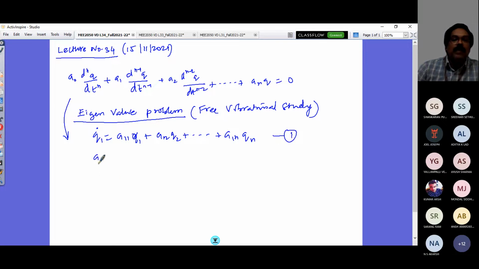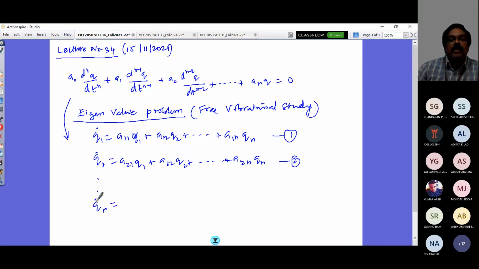Similarly, I can have Q2 dot. This is the derivative of my state variable, and here Q1, Q2, Q3 up to Qn are my state variables. A11, A12, A1n is the first row of my A matrix. Like that, you will be able to have it. So this equation mathematically can be decomposed into n single order differential equations. So this can be A21 Q1 plus A22 Q2 plus and so on plus A2n Qn. This is my second equation. Like that I can have up to Qn.